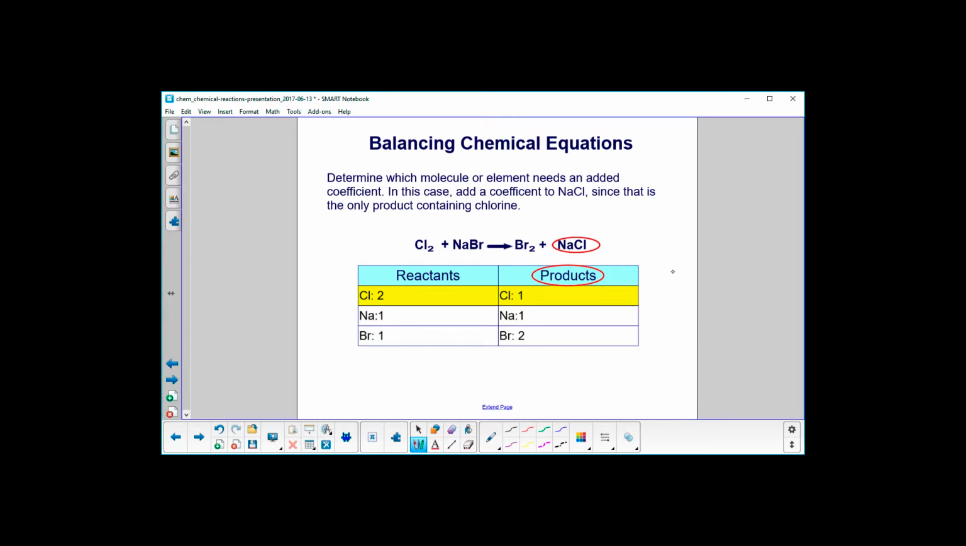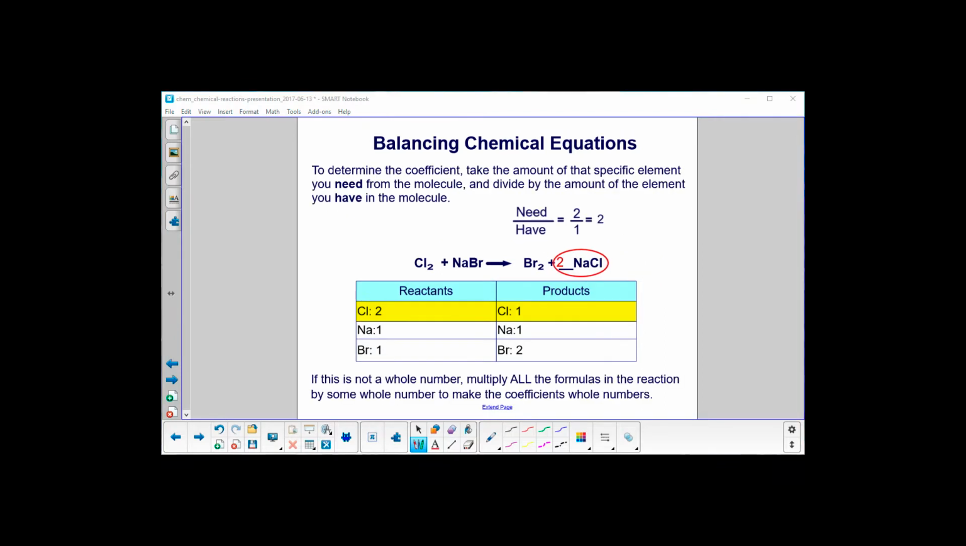Now we can go from the table back up to our skeleton equation, and we identify which molecule or element needs an added coefficient. In this case, we're going to work with sodium chloride, salt, because that's the only product containing chlorine. To determine the coefficient, take the amount of that specific element that you need from the molecule. Okay, so we need 2, because there's 2 chlorines on the left, we need 2 on the right, and divide that by the amount of the element you have, which is only 1. So 2 divided by 1 is 2, and then put that 2 in front of the sodium chloride.